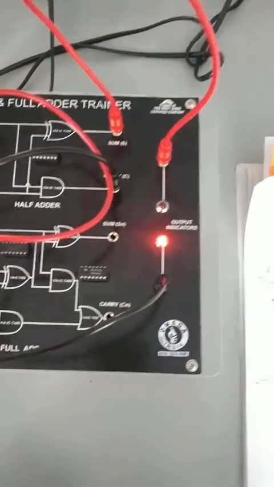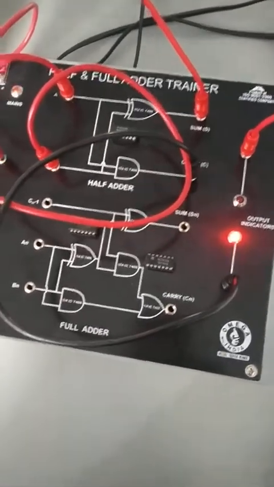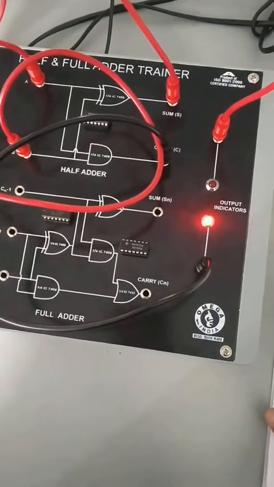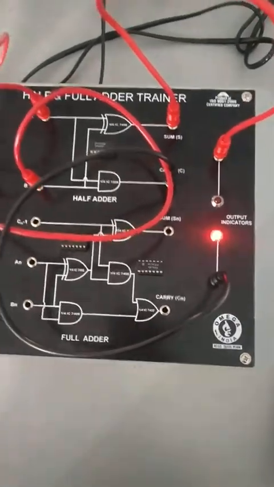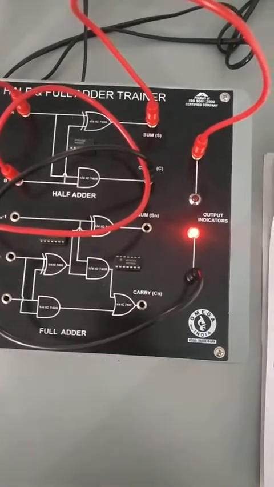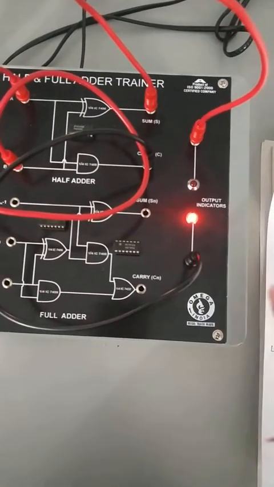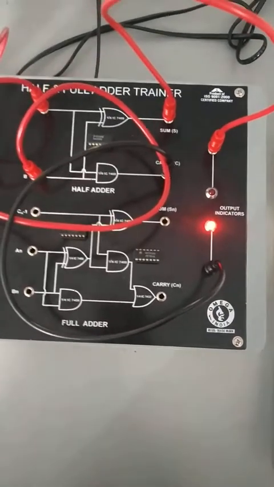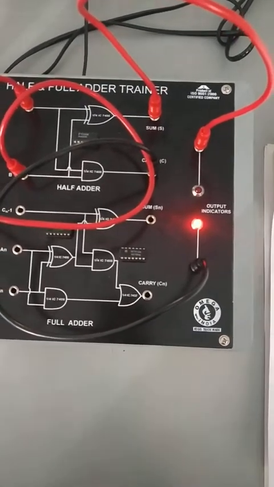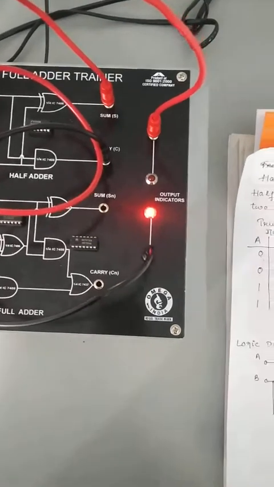So from here you can verify your truth table. This is simply verifying the truth table that you have to make for your half adder. Is it correct or not? By using this kit you have to verify the half adder truth table. Similarly, you have to verify the full adder.